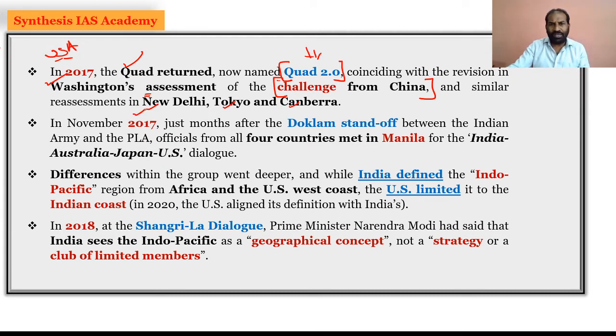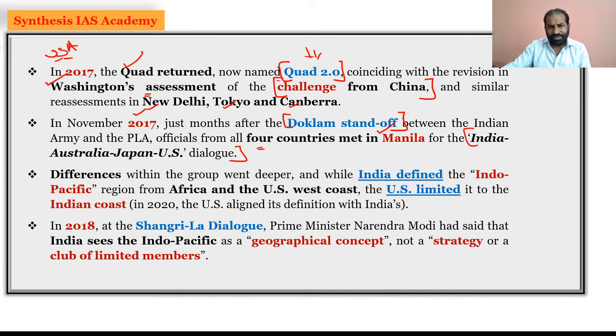And in 2017 also, as I've discussed, there was a Doklam standoff between India and China, or else the Indian Army and the PLA. So this was a very good chance for India to reassess the Quad 2.0, as India was definitely facing a threat from the PLA. So four countries met in Manila in regards to the Indo-Australia-Japan-US dialogue. Thereby Quad 2.0 has come up particularly in regards to challenging the threats from China.